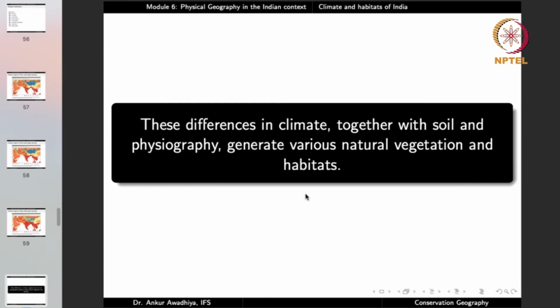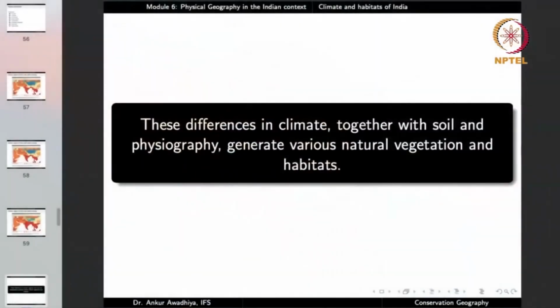So what are these habitats that we observe in India today? Now this is important because in the context of climate change, we will be losing a large portion of these habitats. So let us have an overview of the major Indian habitats and their residents.